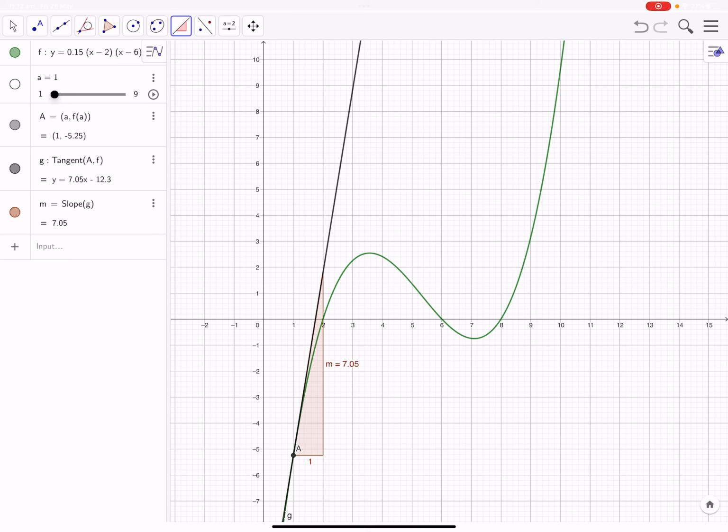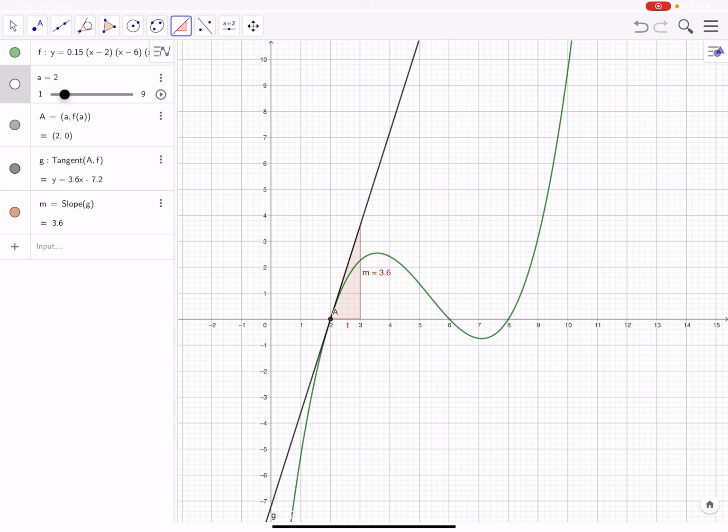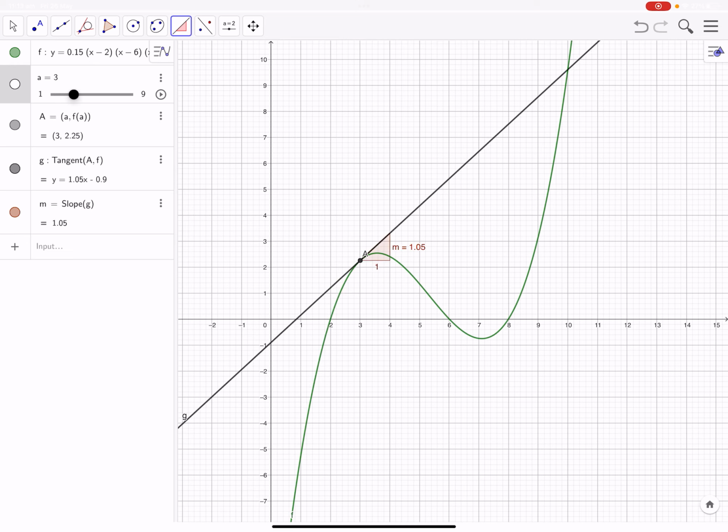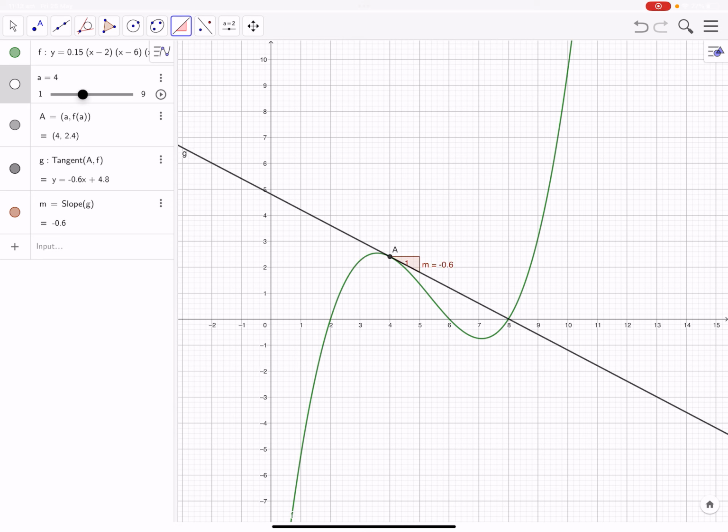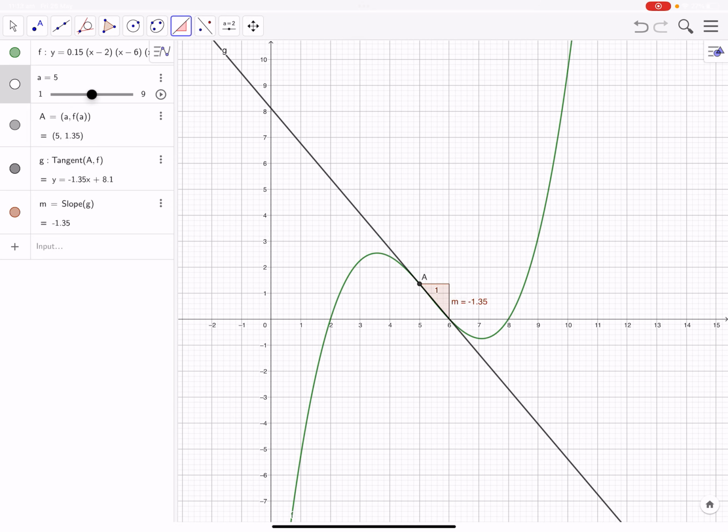All right. So now, as I go through, you need to write down the values. So f of 1 is 7.05. We estimated it to be 6.5 before. Well, we were a bit wrong. When it's 2, 3.6. When it's at 3, 1.05. When it's at 4, negative 0.6. When it's at 5, there you go.